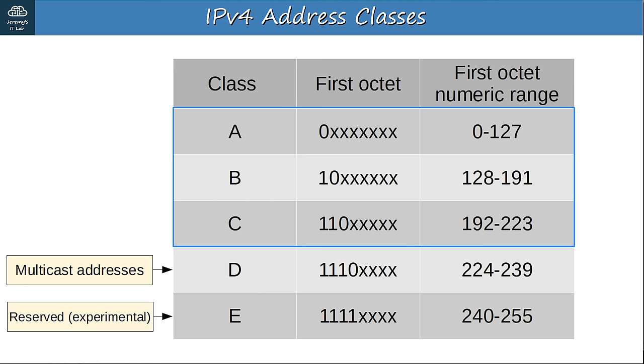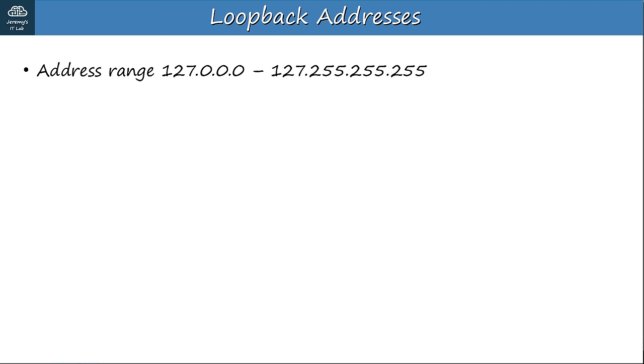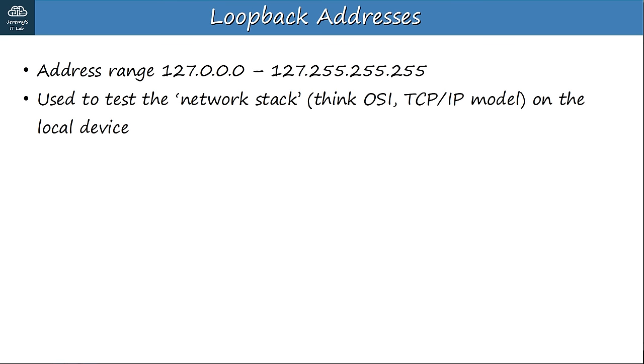Now, one more thing about the class A range. The end of the class A range is usually considered to be 126, not 127. Why is that? Let's take a look. The 127 range is reserved for loopback addresses. The range is anything with a first octet of 127, so 127.0.0.0 to 127.255.255.255. These addresses are used to test the network stack of the local device. If a device sends any network traffic to an address in this range, it is simply processed back up the TCP/IP stack as if it were traffic received from another device.